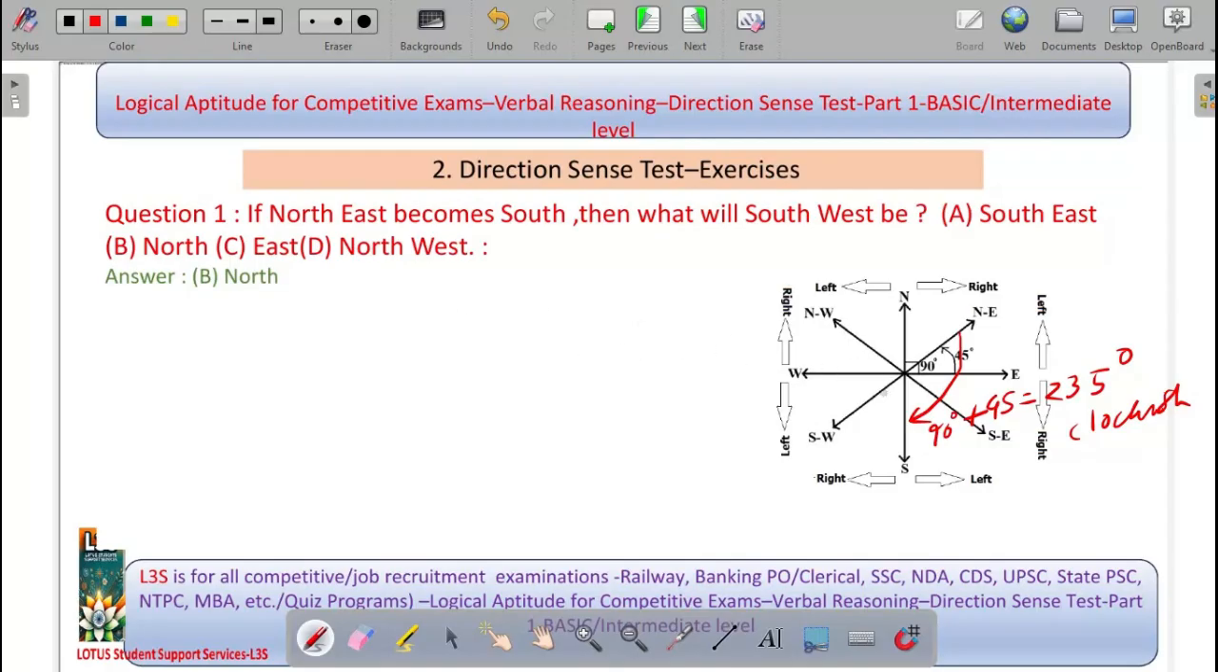So again, southwest also we have to move by the same degrees. So this will be 45 degrees and this is 90 degrees, so this becomes 135 degrees. It will move this way because it is moving clockwise. Now southwest moving clockwise will go up to north. So the answer in this case is north.